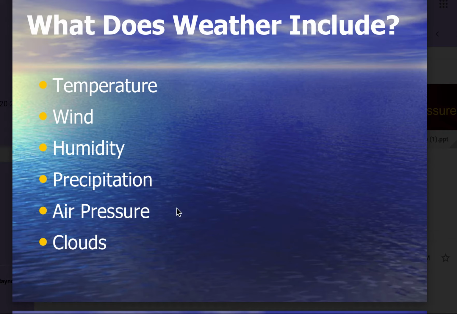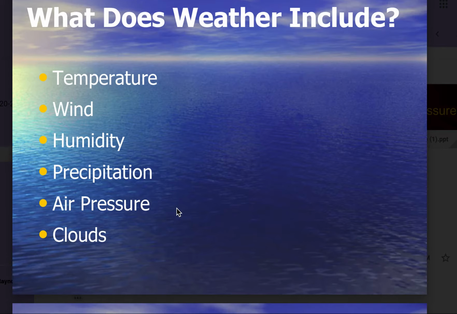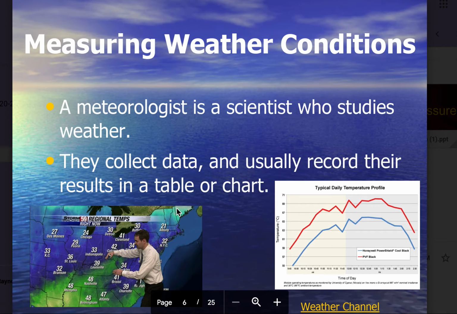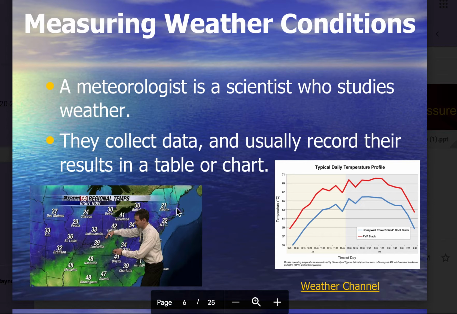Air pressure, we have high and low pressure. That's often talked about when you watch a weather forecast, high and low pressure systems. And clouds. You can look at the clouds to predict the weather. So a lot of those things are included in weather. So to measure weather, we count on meteorologists, and that's a scientist who studies them. And they are collecting data to help us know more about our weather.